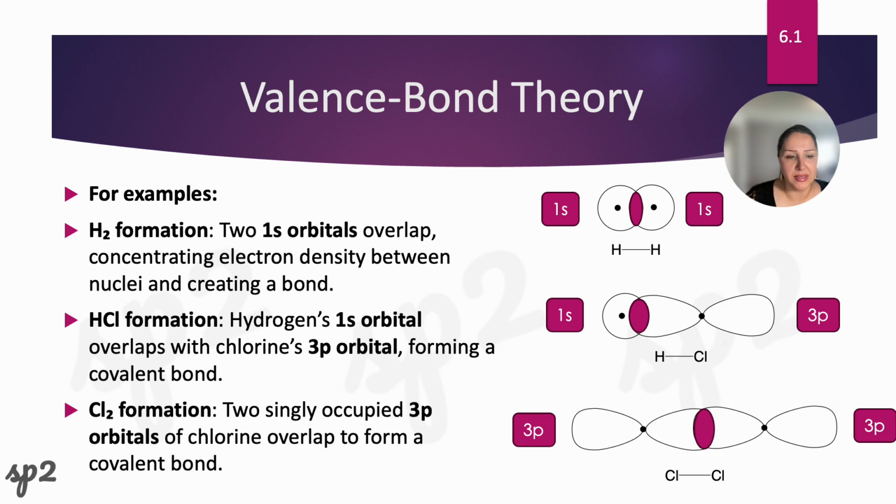Another example is Cl2 formation, right? That is our chlorine gas. What I have here are two 3p orbitals. Each has one electron, just a single electron, and they're going to share that between the two chlorine atoms, right? That's how we form a bond between two chlorine atoms. Okay, cool.